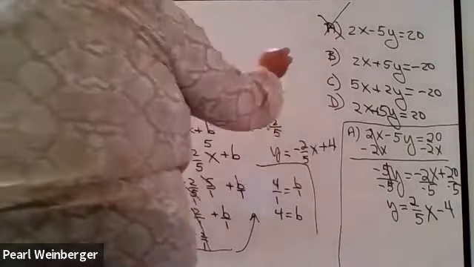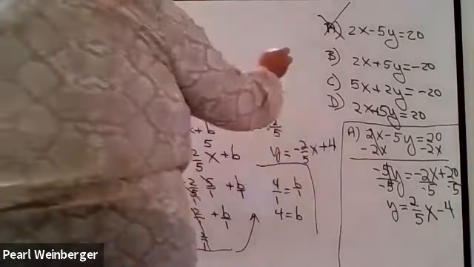I want a positive 4. And if I compare that, that must mean I'm looking at choice D, because choice D is exactly the same as choice B, except instead of having a negative 20, I have a positive 20, and that's what I want. I need a positive 20 so that when I divide it by 5, it'll give me positive 4. So my correct answer is choice D.